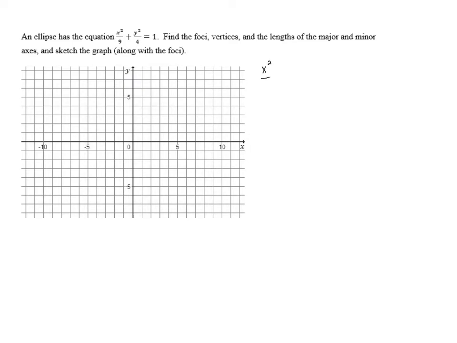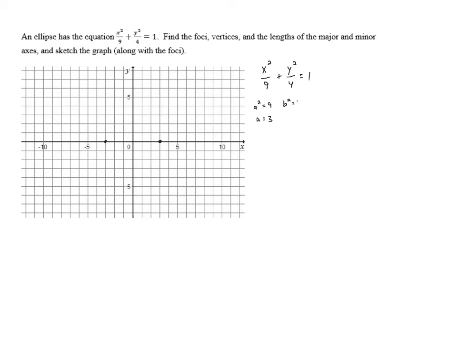Now, if we look here, we've got x squared over 9 plus y squared over 4 equals 1. This means that a squared is 9, and so a is 3. So that means that the vertices are to the right and to the left 3 units from the origin.